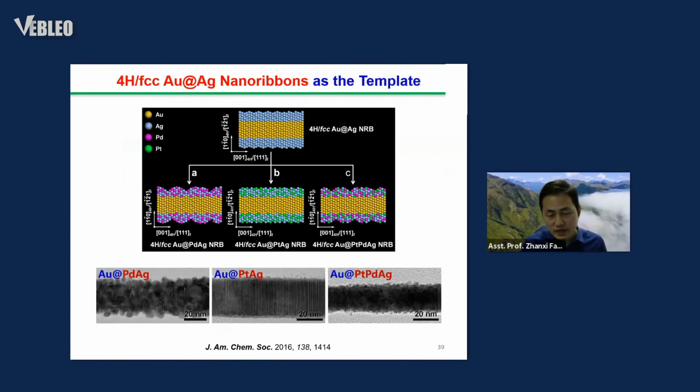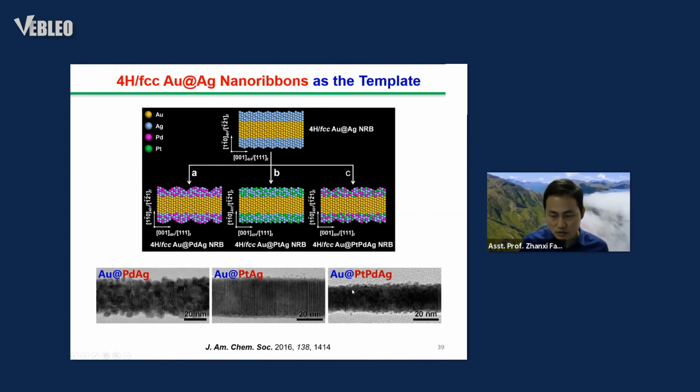Besides using unary metal structures as templates, we can also use bimetallic structures like the 4H FCC gold-silver core-shell nanoribbons as templates. In this case, we can utilize the galvanic reaction between the silver and other metal salts, like the Pd precursor or Pt precursor, to get gold-Pt-silver or gold-Pd-silver trimetallic core-shell structures with the 4H FCC phase.